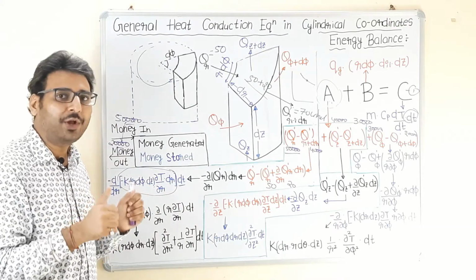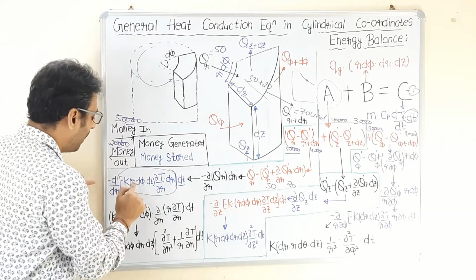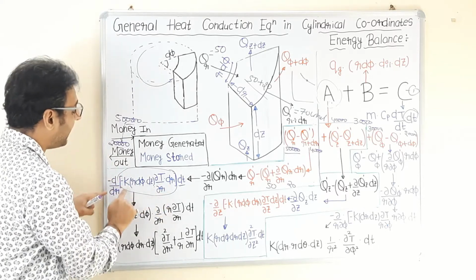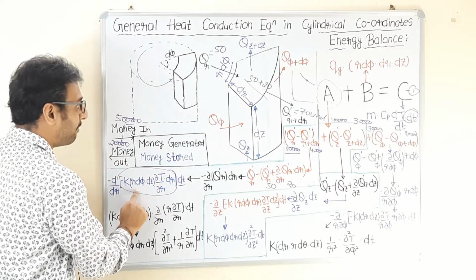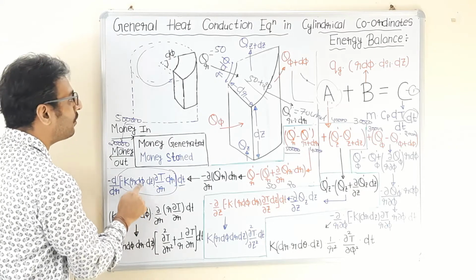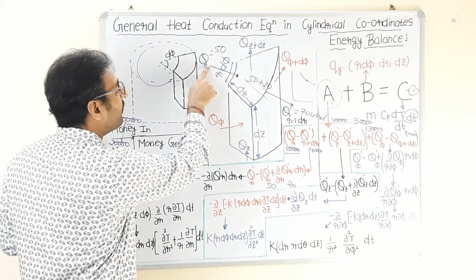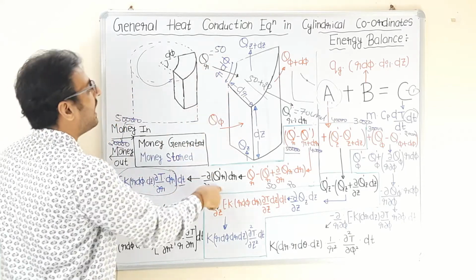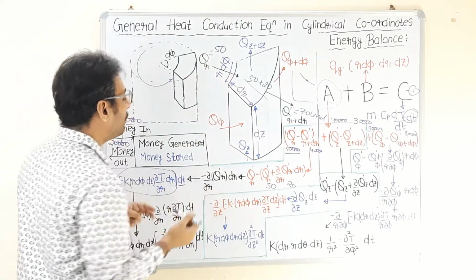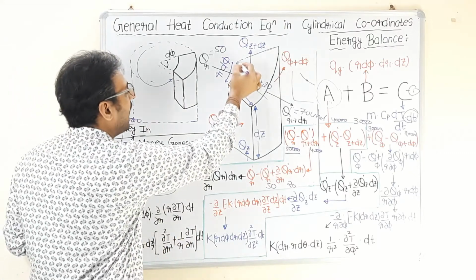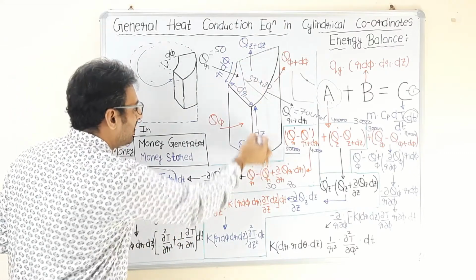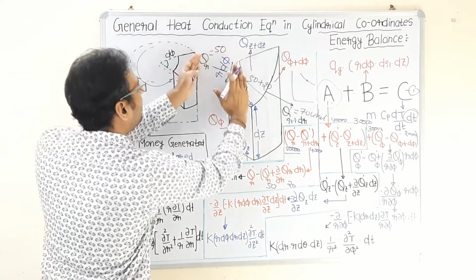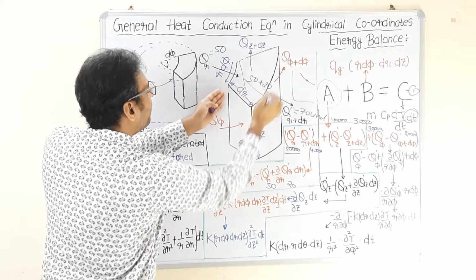I am going to emphasize these two concepts. In Fourier's law of conduction, we take area perpendicular to the heat flow direction. Heat is flowing in radial direction. So for Q_r, area perpendicular to the heat flow direction will be r dphi into dz, r dphi into dz. So heat is conducting in by this face.